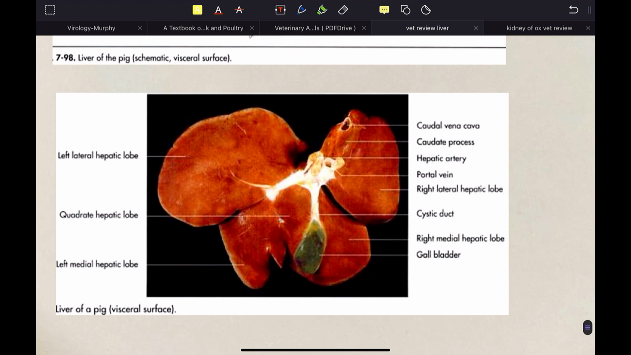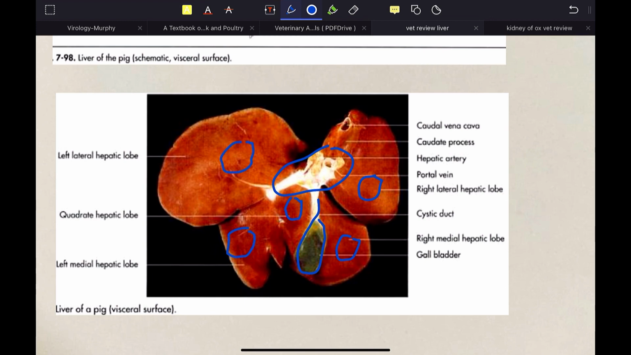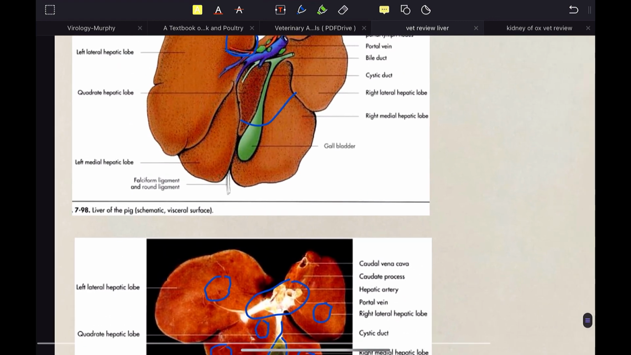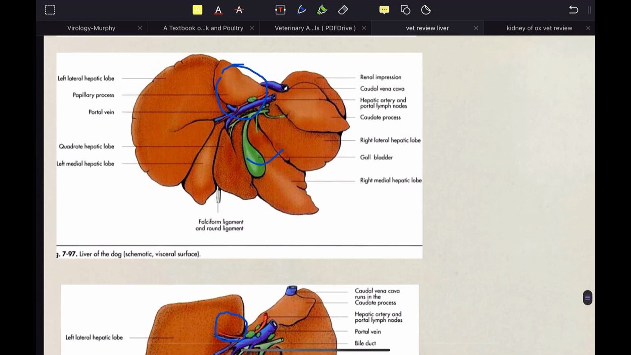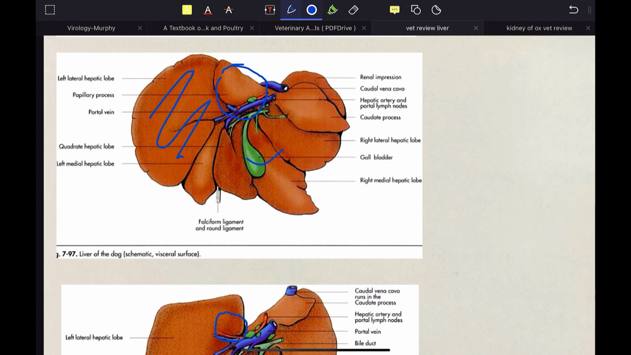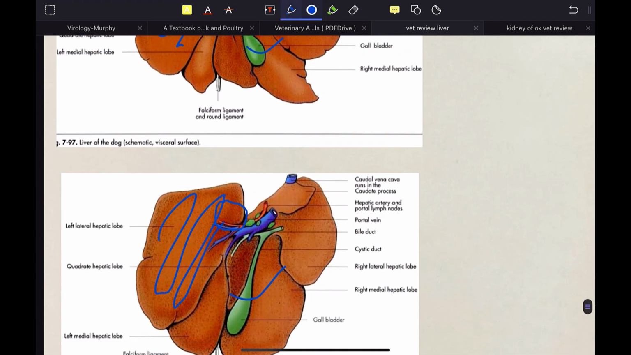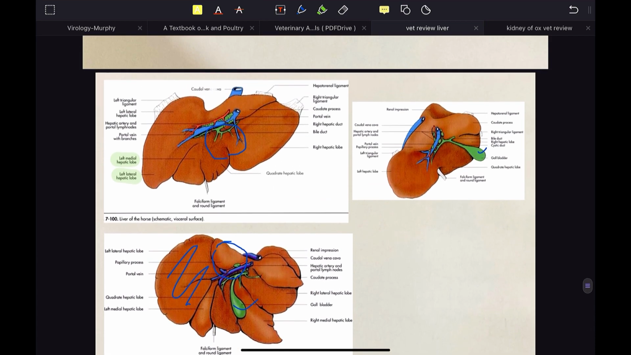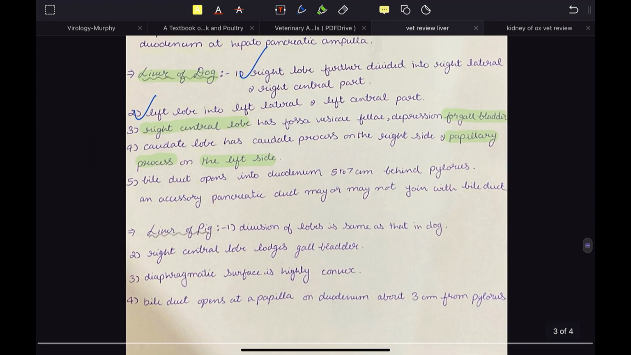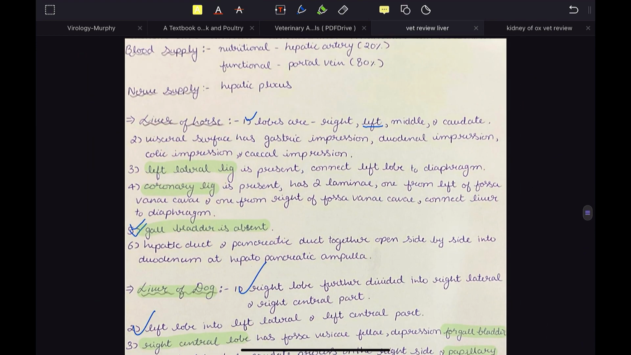Again, there's another picture. You can see this is porta hepatica. We have the gallbladder here. This is the right medial lobe, the right lateral lobe, the quadrate or the middle lobe. They are the same thing. Then left medial lobe and left lateral lobe. And you can see that the left lateral lobe in both dog and pig, they are the largest lobes. Okay. So in dog, you can see how big this lobe is. And in pig, you can see how big this lobe is. Okay. So the largest lobe in case of dog and pig is left lateral. In case of ox, the right lobe is much bigger. Okay. So these are all the major differences that you have to remember.